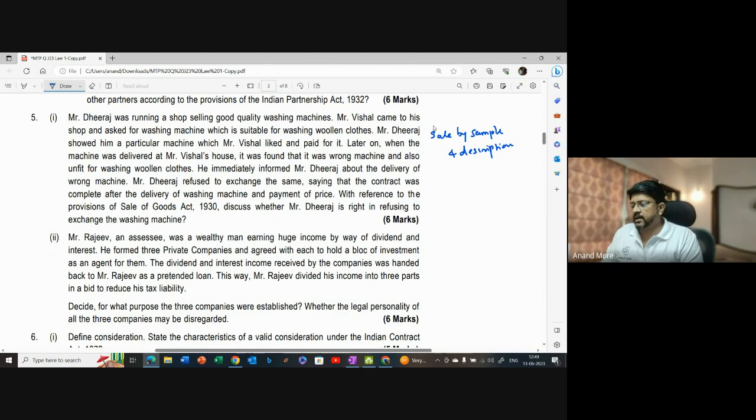Okay, decide for what purpose the 3 companies were established and whether the legal personality of all the 3 companies may be disregarded. So these are 2 different cases. I think one was the Solomon versus Solomon and Company, lifting of corporate veil, and there is one case I am not quickly recollecting the entire name. Some Mr. Pvt and Jaganlal or something like that.